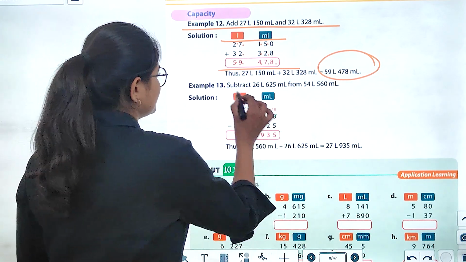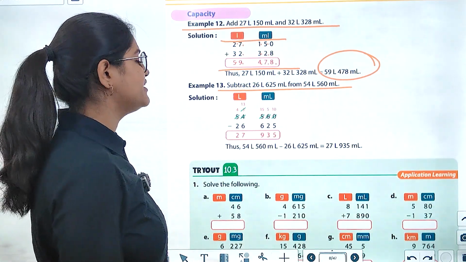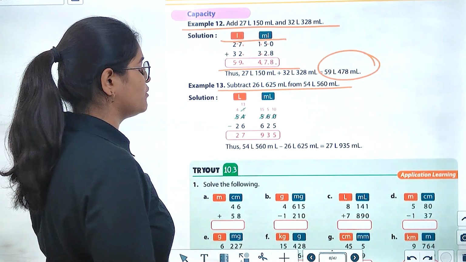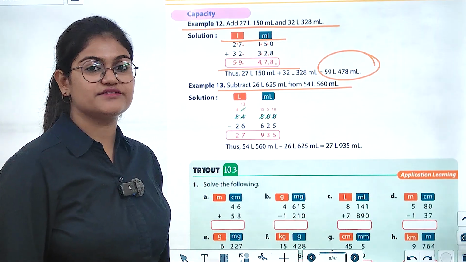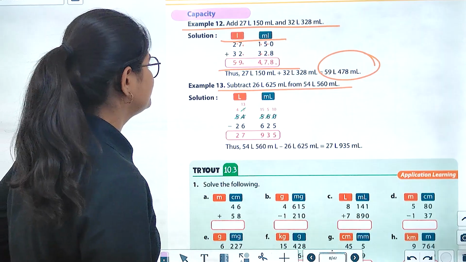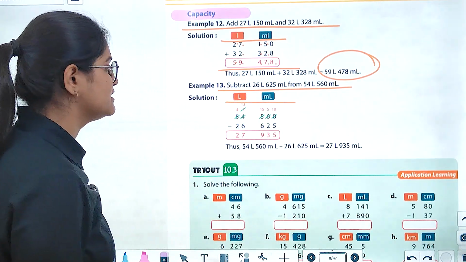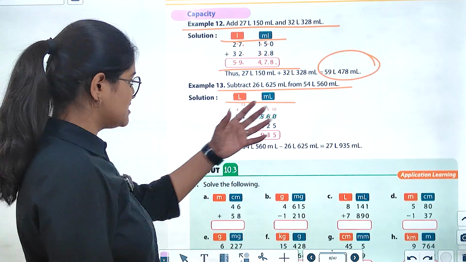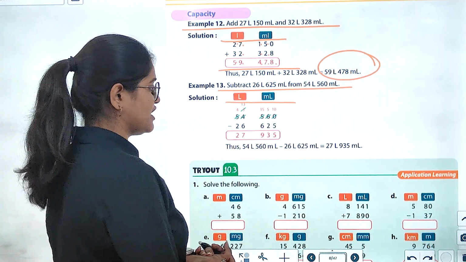Then, next is subtract 26 liters, 625 milliliters from 54 liters, 560 milliliters. Correct? So, we have 2 columns over here. Correct? So, let's arrange the digits in the columns first of all and then subtract it.